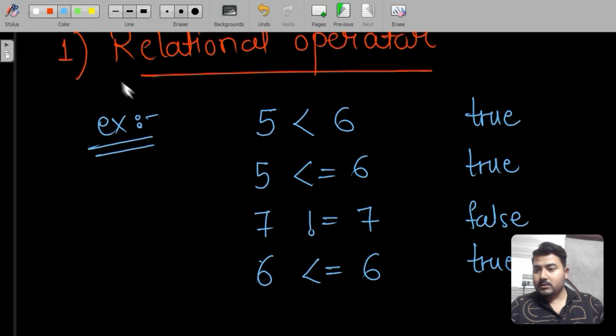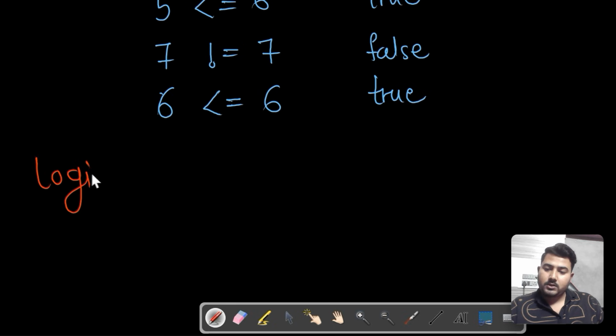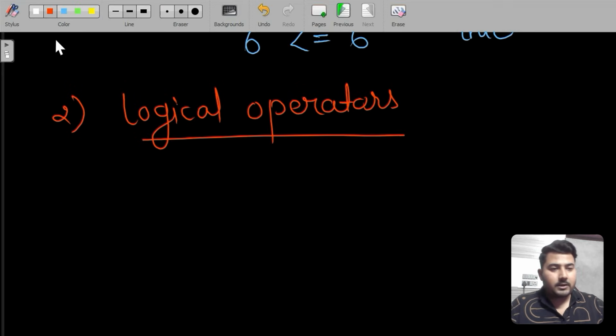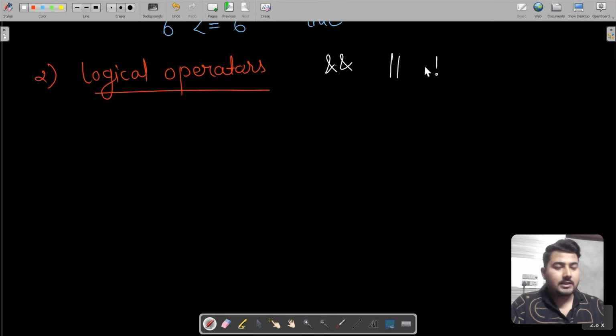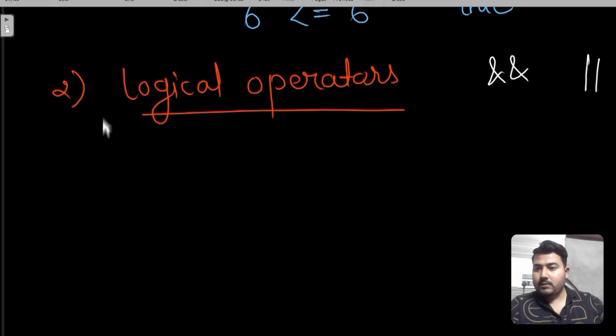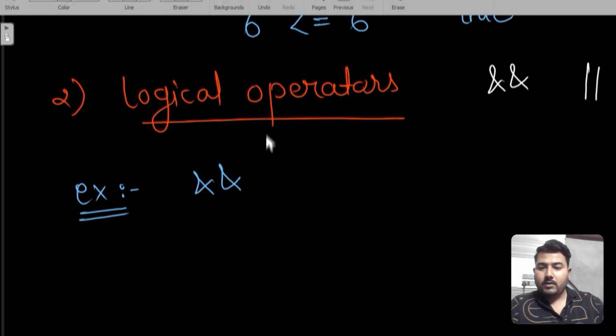Apart from relational operators, we also use logical operators many times in our conditions. Possibly you might have heard about these logical operators. These are actually three kinds: the AND operator, the OR operator, and the NOT operator. These are the three things which we use. Let me just give you an example. First of all, how does the AND operator work?